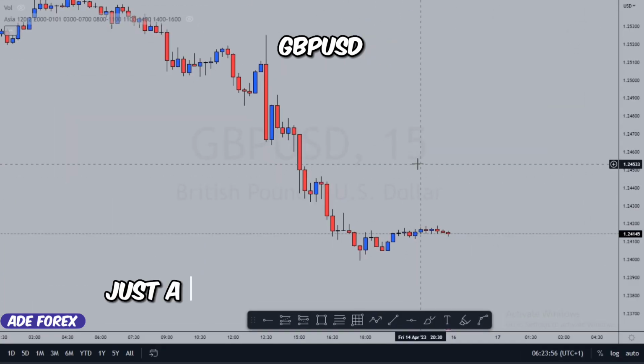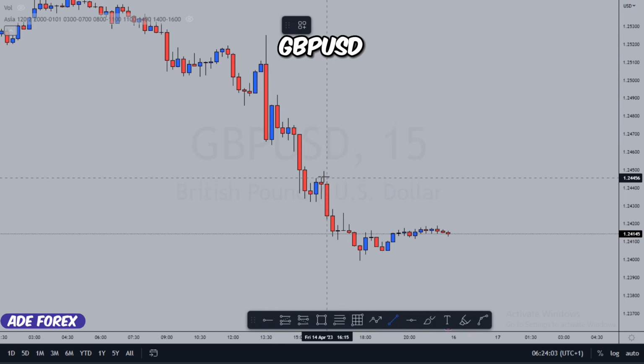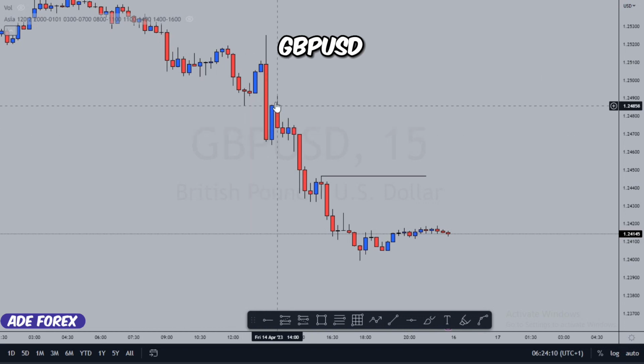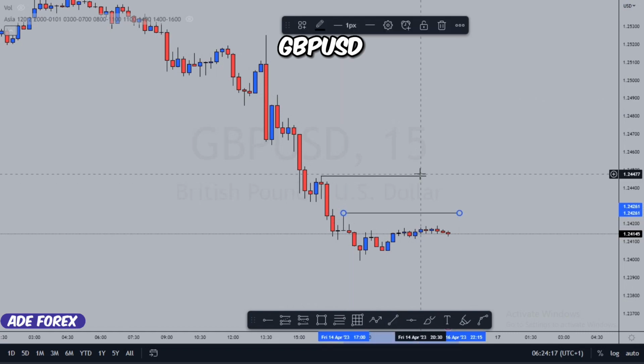So that's that for the GBPUSD, right? If you're trying to look for a bullish setup, you can just track the market structure. That's the most important thing. The market structure, as you can see here, we had this low, high, low, high, low, high, and so on, right?